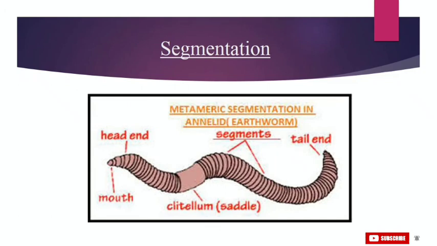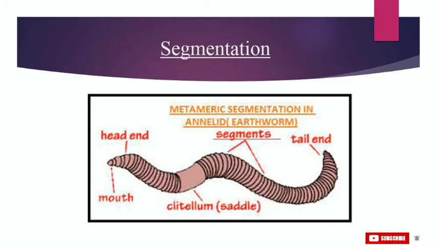So our next basis of classification is segmentation. In this we will again take the example of earthworm. As you can see in the image, the label represents the segments of this earthworm. Firstly we will talk about metamerism. Metamerism means if a body is externally and internally divided into segments, called metamers, with serial repetition of at least some organs, then this phenomenon is called metamerism. And one good example of metamerism can be seen in earthworm.